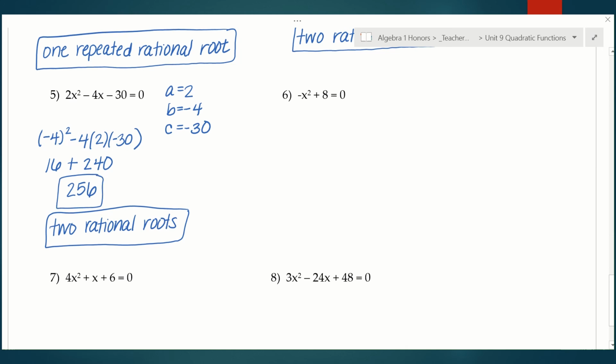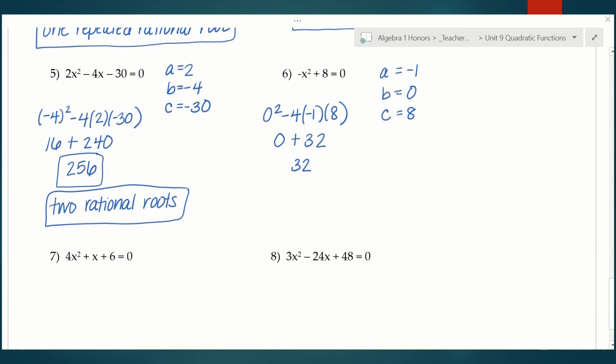Okay, number 6. So this one's a little weird. The coefficient of x squared is negative 1, so that's our A. There is no x term, which means our B is 0, and our constant, our C, is 8. Okay, so when I do B squared, which is 0 squared, minus 4 times A times C, which is really 0 plus 32, which is 32. Okay, so since it's positive, we know there's 2 roots. 32 is not a perfect square, so those 2 roots are going to be irrational.